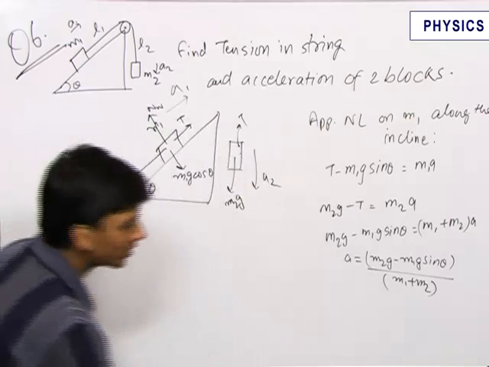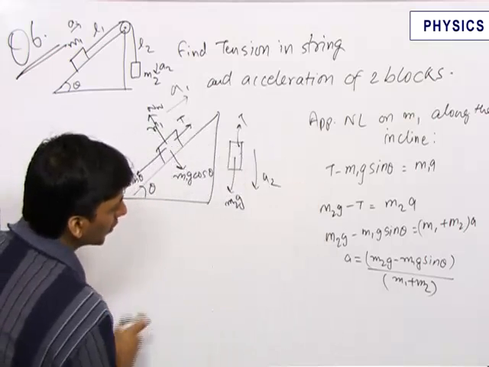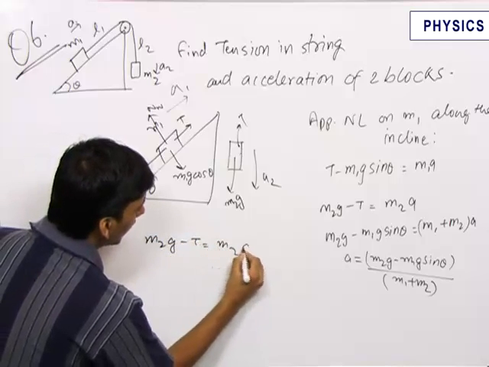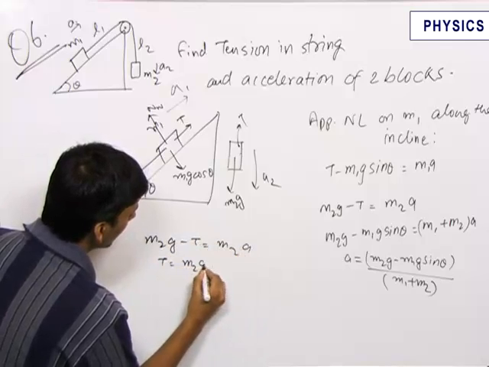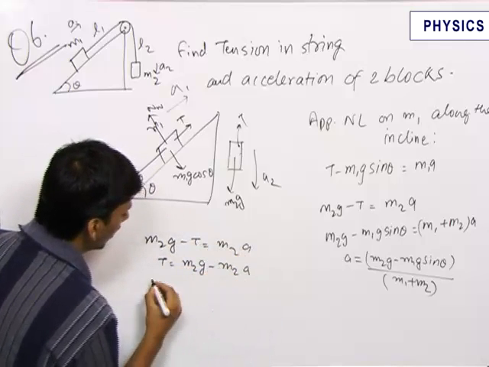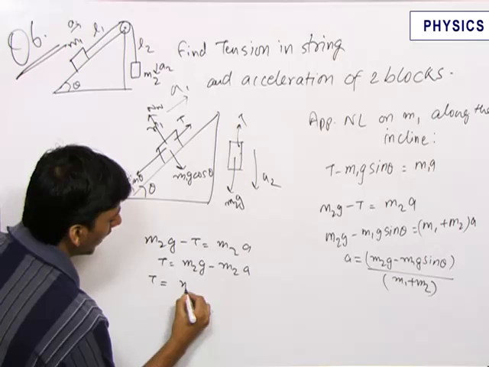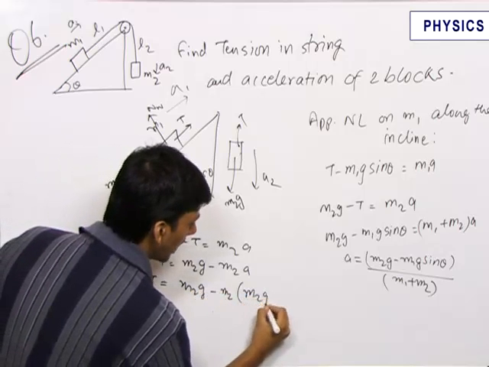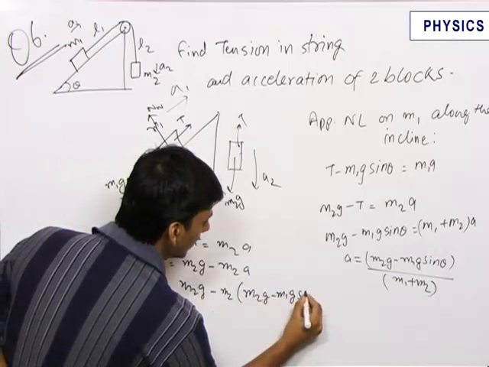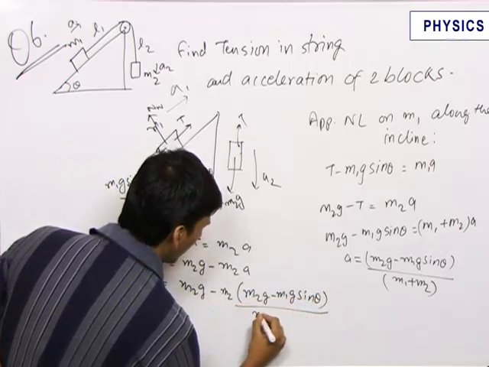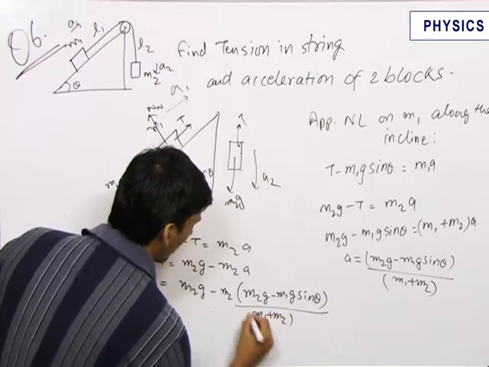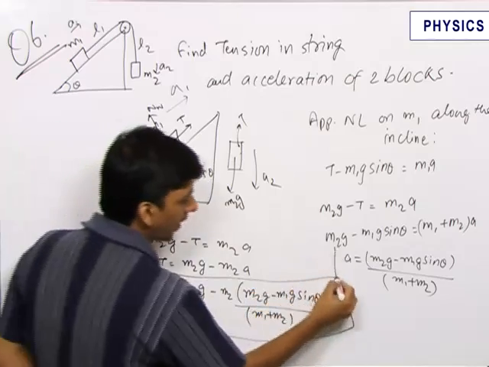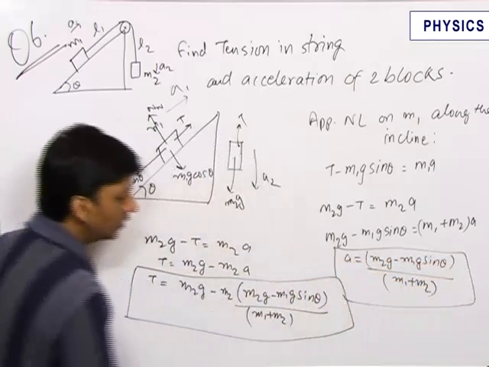Now to find the tension, we simply put this acceleration in the above equation to get m2g minus T is equal to m2a. Tension is equal to m2g minus m2a. So we get the tension as m2g minus m2 into (m2g minus m1g sin theta) upon (m1 plus m2). So this is the final answer for the tension in the string, and this is the final answer for the acceleration of the two blocks.